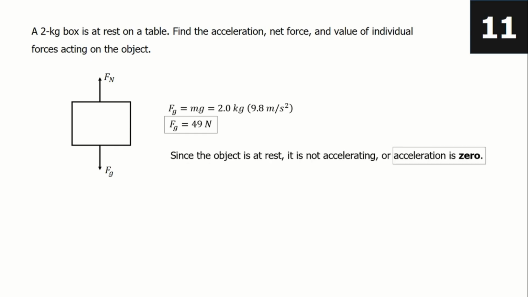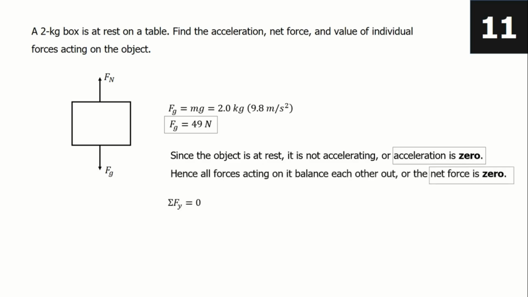So the object is at rest. That means it's not accelerating or the acceleration is 0. Therefore, the forces cancel out or balance out. There is no unbalanced force. The net force is 0. If you sum the forces along the y, so Fn and Fg should be equal to one another. So Fn is positive, subtract that by Fg. The sum of the forces should be equal to 0. The net force is 0.